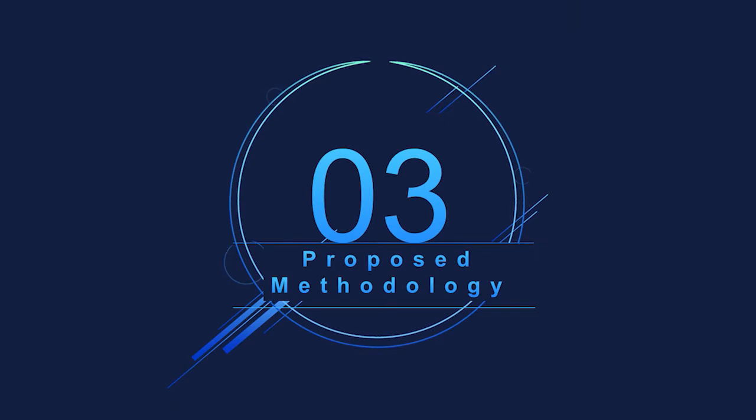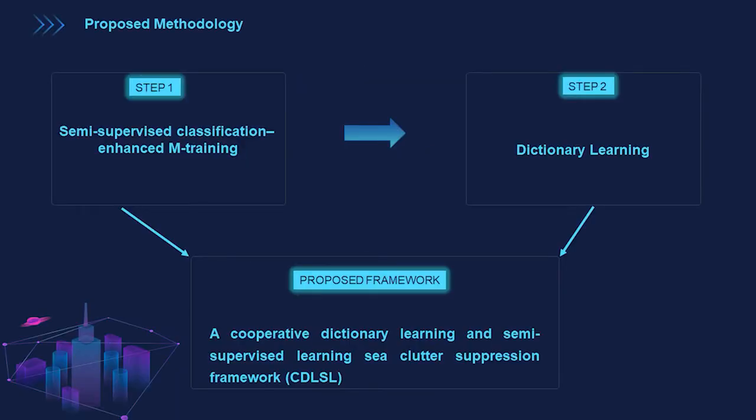In Section 3, I will introduce the proposed framework in detail. Usually, high-frequency surface wave radar echo contains a large number of targets, sea clutter, ionospheric clutter, and interference. Therefore, the first task is to accurately select the needed data, which helps to distinguish the clutter and target in the experiment. Inspired by machine learning, we think about sea clutter estimation and suppression from the perspective of semi-supervised learning.